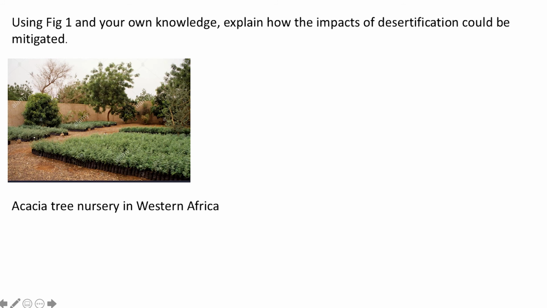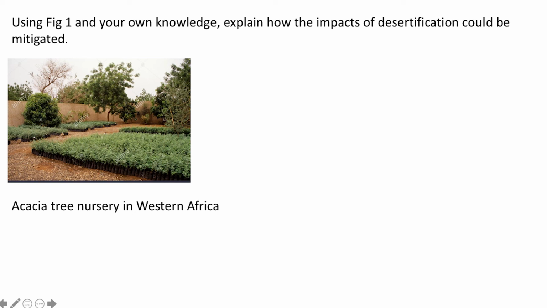So this is an exam question, and it says the following. Using figure 1 and your own knowledge, explain how the impacts of desertification could be mitigated. By now, having watched previous videos, hopefully you're familiar with that word mitigated, which means reduced. So let's replace that in the sentence. Use figure 1 and your own knowledge to explain how the impacts of desertification could be reduced.